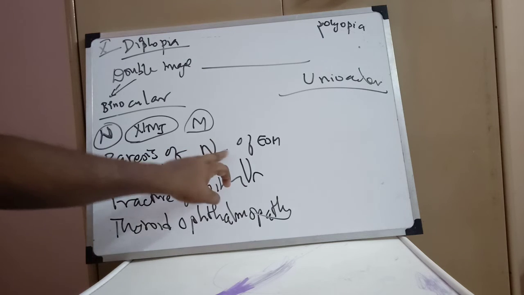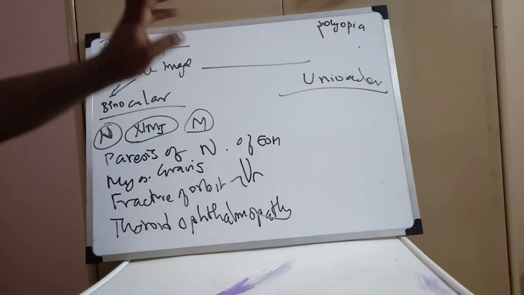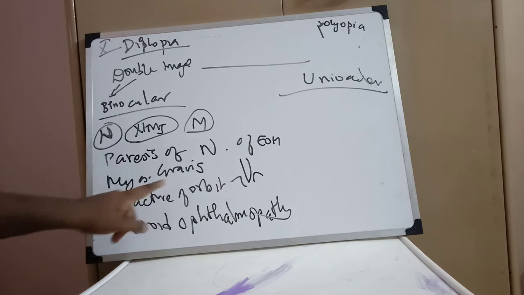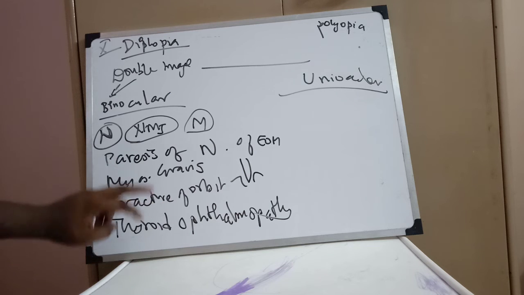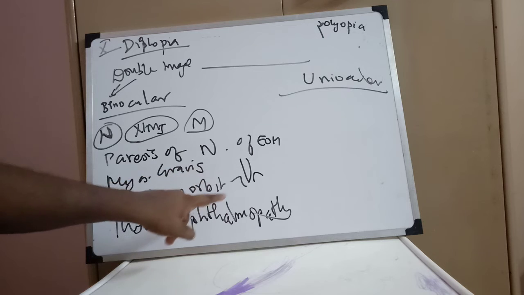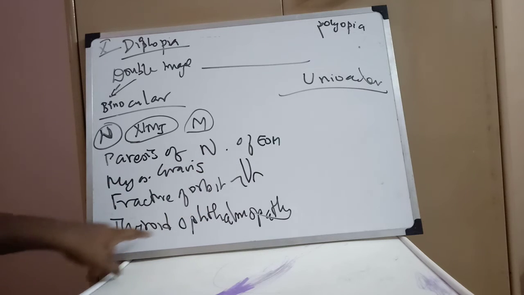Paresis of the nerves supplying the extraocular muscles. What are the nerves supplying extraocular muscles? Oculomotor, abducens, trochlear nerves. Okay, myasthenia gravis, and one more you find out: fracture of the orbit, where you will have entrapment of the extraocular muscles, and thyroid ophthalmopathy. Okay.